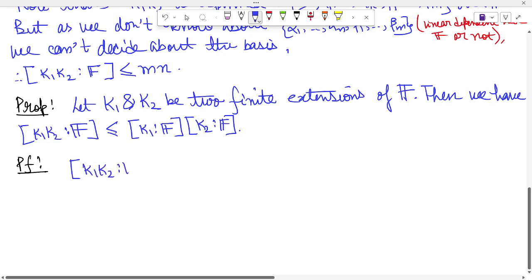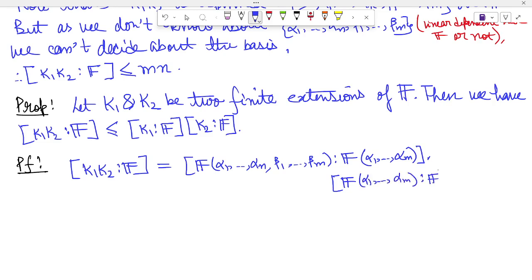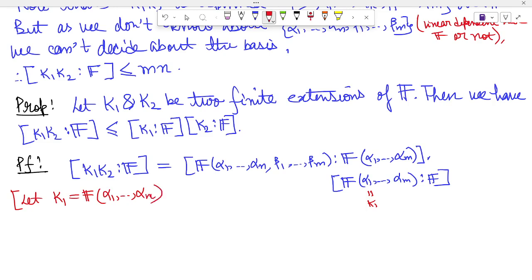Now K1, K2 colon F is, what is this? This is actually F of alpha 1 to alpha n, beta 1 to beta m colon F. Sorry, suppose K1 and K2 are finite extensions. So I am again writing K1 and K2.